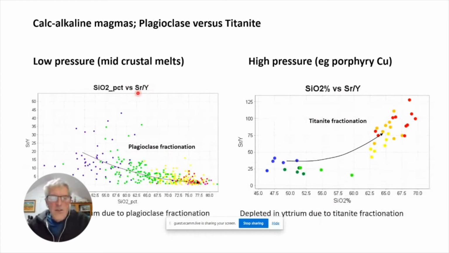A lot of the porphyry guys will plot a ratio of strontium over yttrium. So in low pressure magmas, plagioclase is fractionating and it's removing strontium, but yttrium remains incompatible. It stays in the melt. So the strontium-yttrium ratio goes down. That's what we'd see in a low pressure magma. This is what we see in a high pressure magma. They have high strontium because plagioclase is not fractionating, and they have low yttrium because titanite is fractionating and being removed from the magma. Right, so they go in opposite directions.